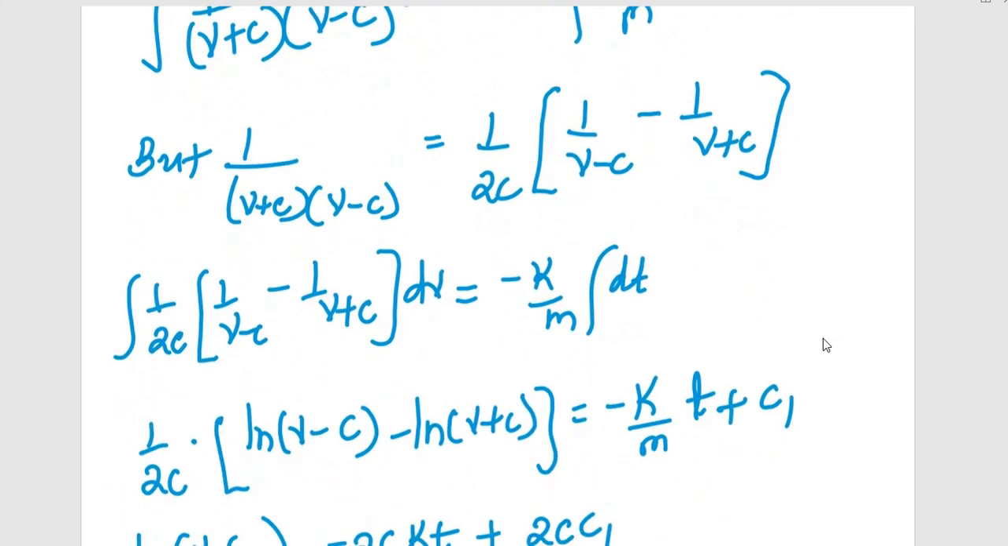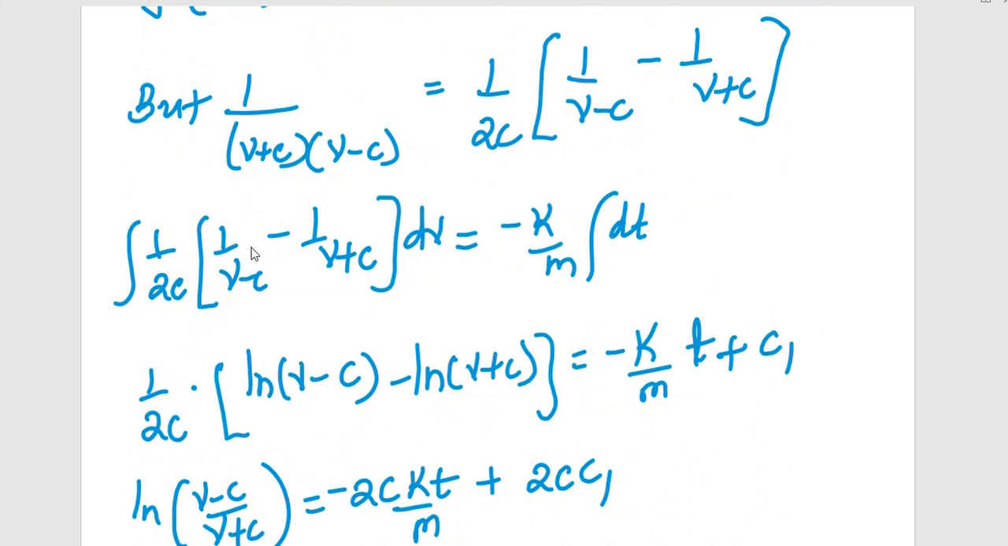So when I bring it in here, if I integrate, this is 1 out of 2c. If I integrate this, it means the integral of 1 out of v minus c dv is equal to ln of v minus c. Likewise, the integral of 1 out of v plus c with respect to v will give you the natural logarithm of v plus c.